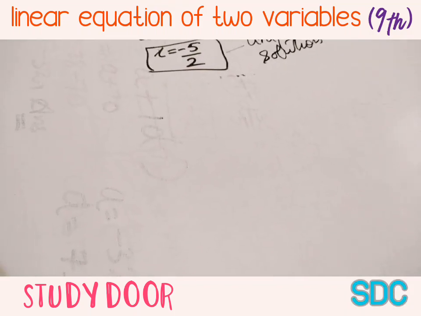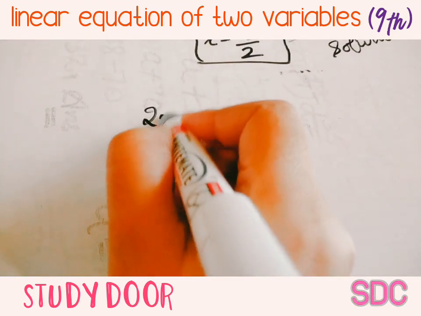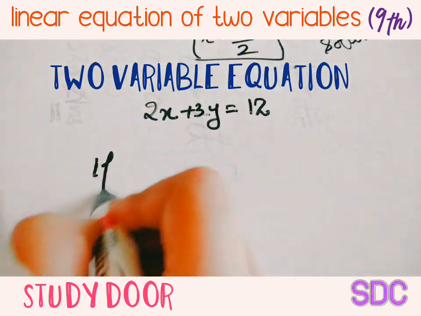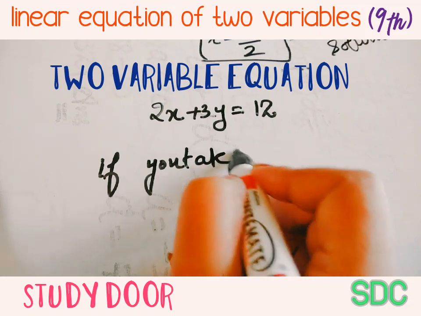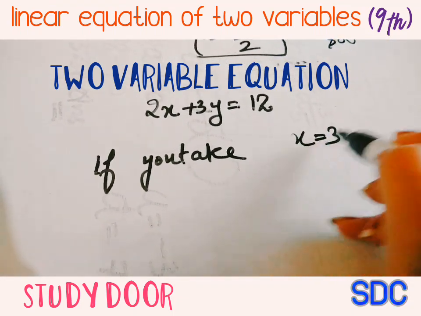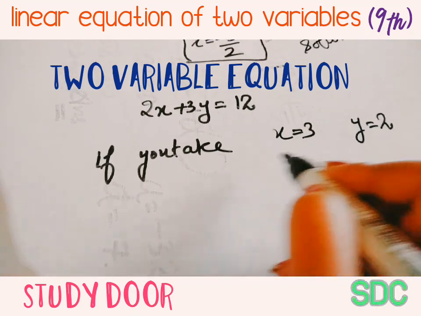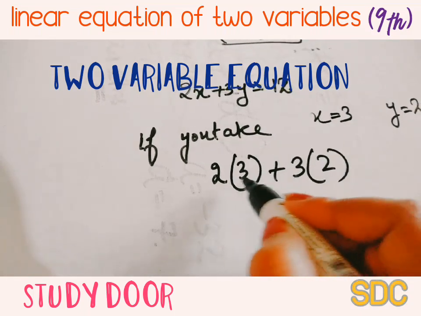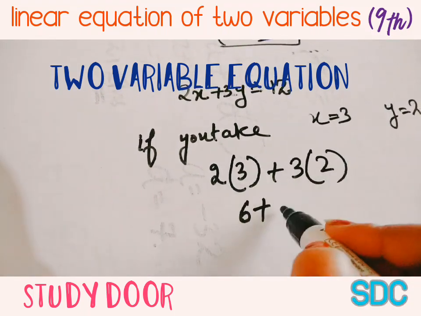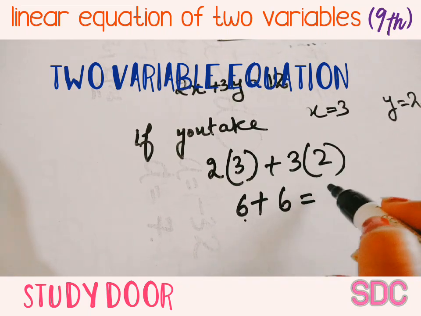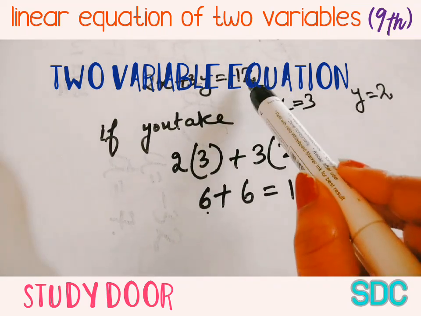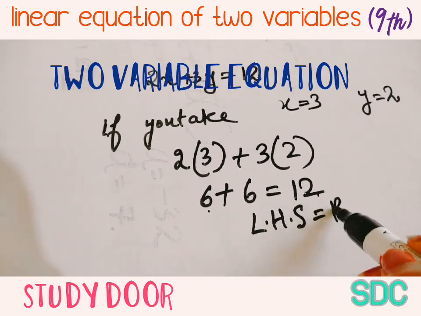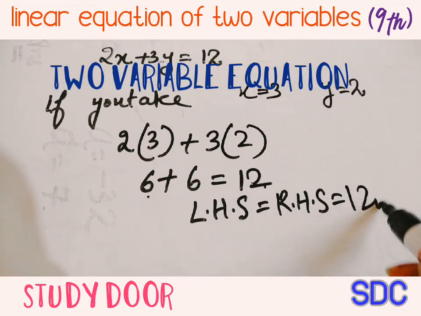So let us consider a two variable equation, just like 2x plus 3y is equal to 12. If you take the value of x is equal to 3 and the value of y is equal to 2, then you will find 2 into 3 plus 3 into 2. 2 into 3 is equal to 6 plus 3 into 2 is also 6. 6 plus 6 is equal to 12. Then you will find that left hand side and right hand side are both equal to 12.